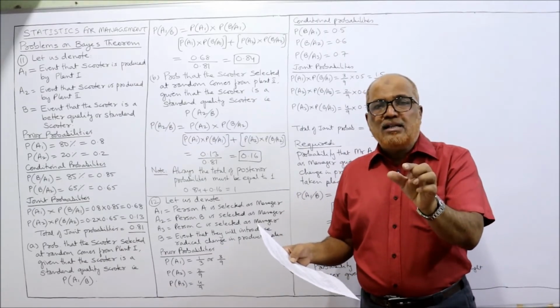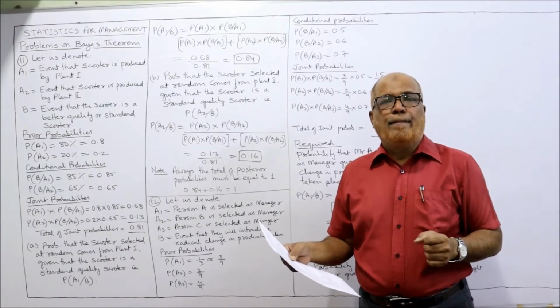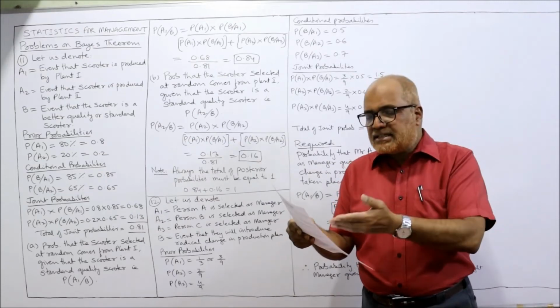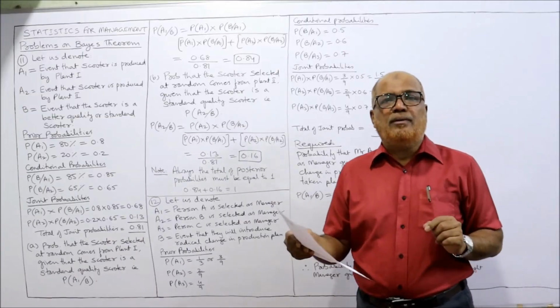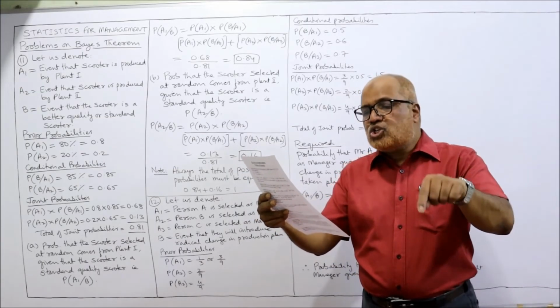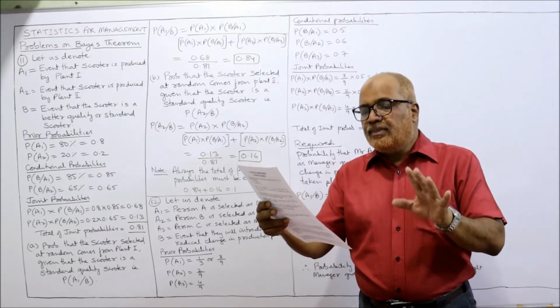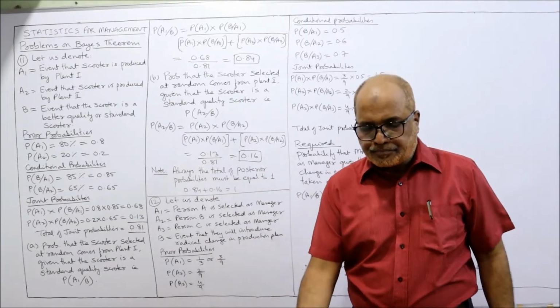So radical change depends on the selection of the manager. If A is selected, it is 0.5. B is selected, then 0.6. C is selected, 0.7. These are the conditional probabilities of bringing radical change. It is known that there was a change in the production plan of the industry. What is the chance that it is due to Mr. A being selected as manager?